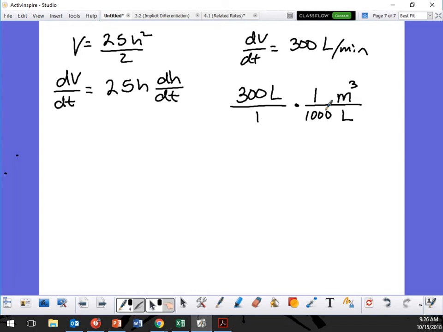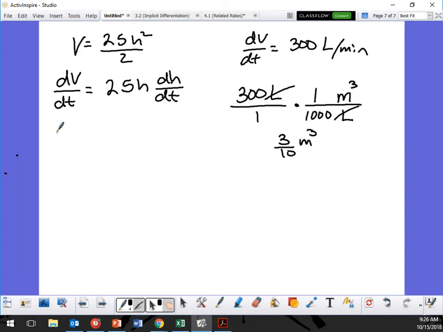Okay, so now I can do my conversion now, right? So I cancel out my liters. Liters go away. And so it's now going to be 300 over 1,000, which is 0.3, right? Or 3/10. Okay, so I get 3/10 meters cubed, right? Yeah, that's our dV/dt. Yeah, that's my dV/dt now.